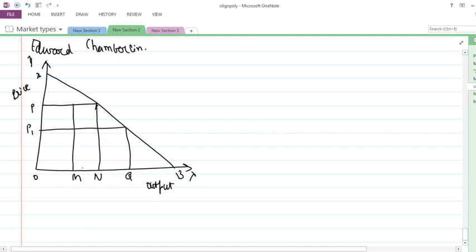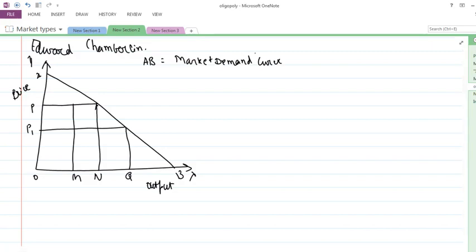Yeah, so this is the basic model of Edward Chamberlain. So AB is the market demand curve. AB is equal to the market demand curve. So this is the overall demand of the particular market. Now when X enters the market first, he will produce ON level of output.